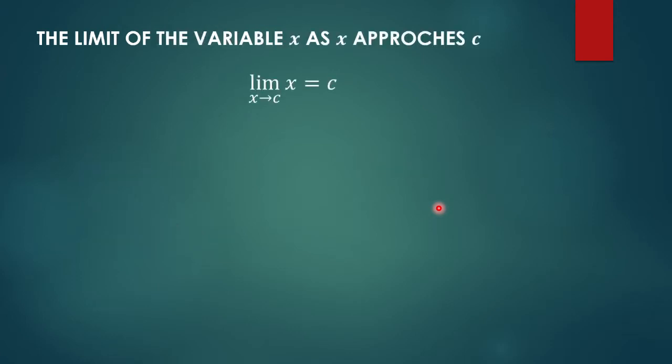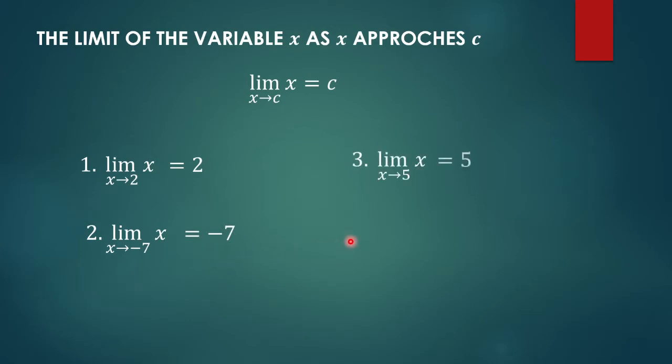The limit of x as x approaches c is equal to c. So as you can see, this is just straight substitution to our variable x. So if we are asked to get the limit of x as x approaches 2, that is equal to 2. This would be negative 7, and this would be 5.